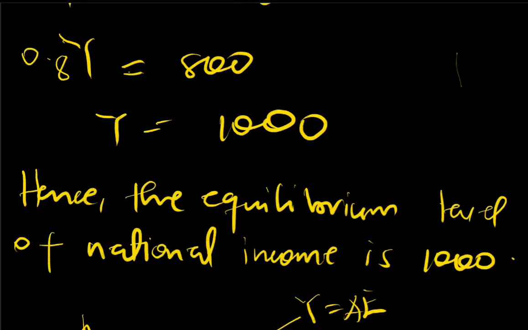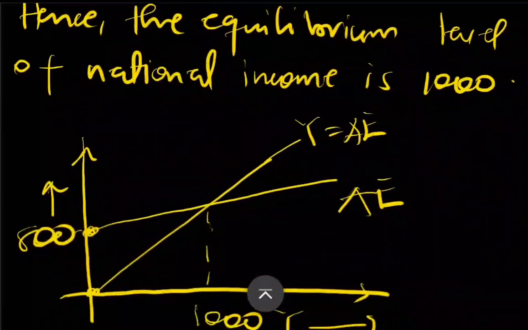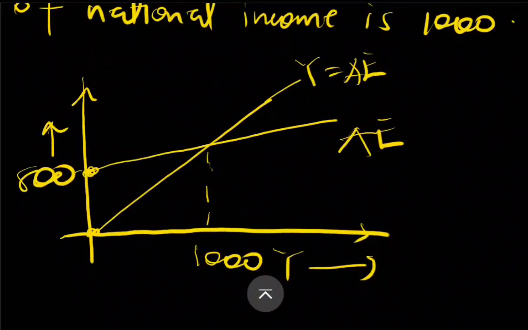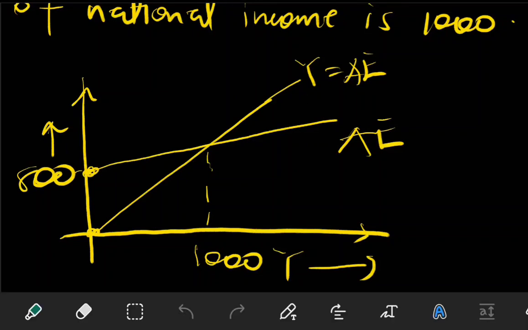And to draw the diagram for this problem, this is how the diagram will be. The national income will be on the x-axis and the 800 will be on the y-axis, and this is the Y equals AE line, and this is the AE line. So let's go on and find the next question.